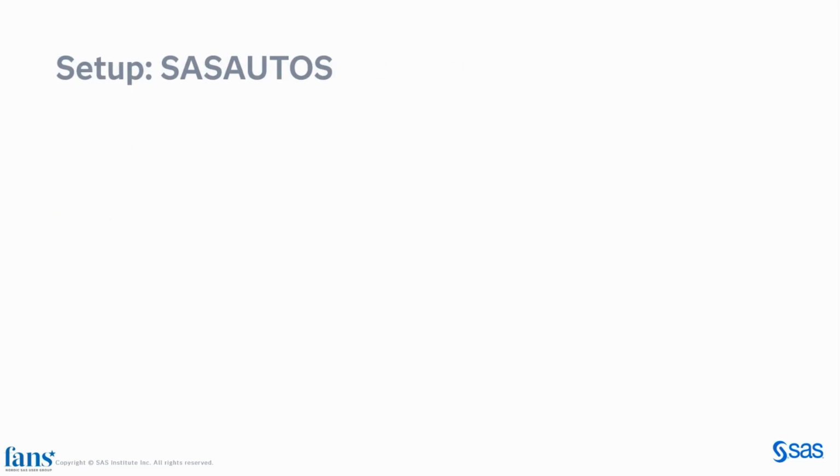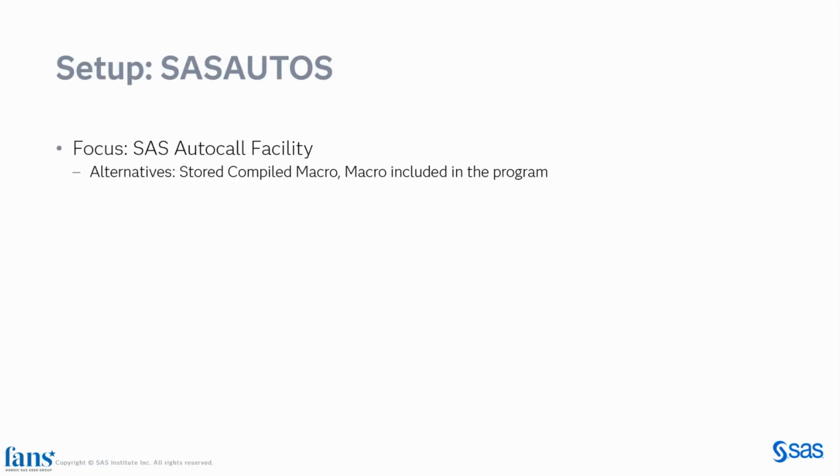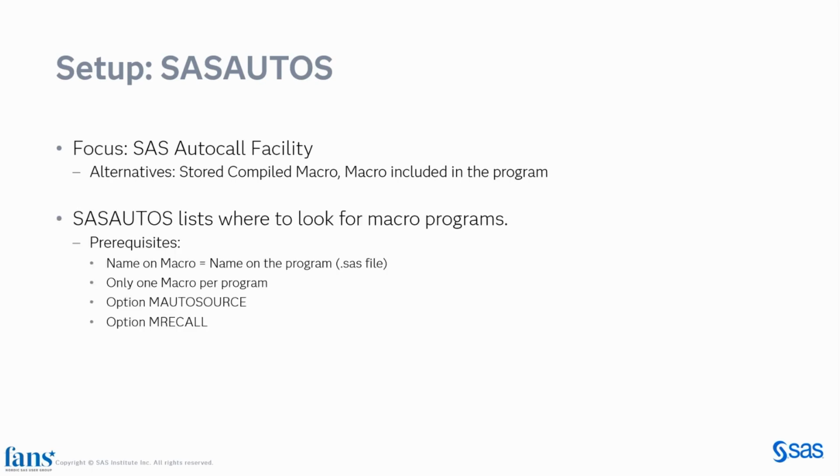But first of all, I focus on what's called the autocall facility. I have links in the presentation; you can go in and read about that. Otherwise, there are stored compiled macros where you can't see the code. And of course, you can also have macros, like we're seeing here today, that are just included in the program. But the idea here is that we have a macro stored somewhere that someone has made, and I'm reusing that. So how do we do that?